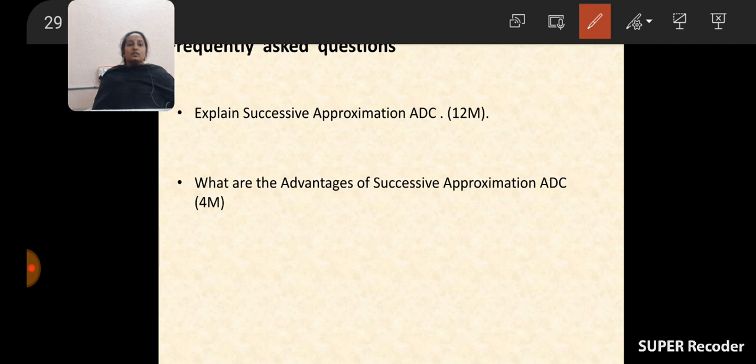And while coming to the 3 marks questions, one important question is there: compare the successive approximation register A to D converter and also the counter type A to D converter.